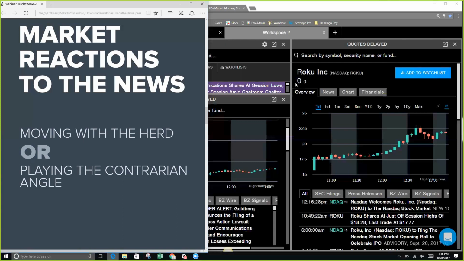The other side of that is playing a contrarian angle, where if you see a positive news item on a stock, the stock jumps $20, you've done your research, you've done your analysis, you know that $20 is a ton of upside for that news item. Maybe you're going, people are still buying this stock on this news item, I don't really believe in this news item. I'm going to take the opposite angle and I might start shorting the stock here.